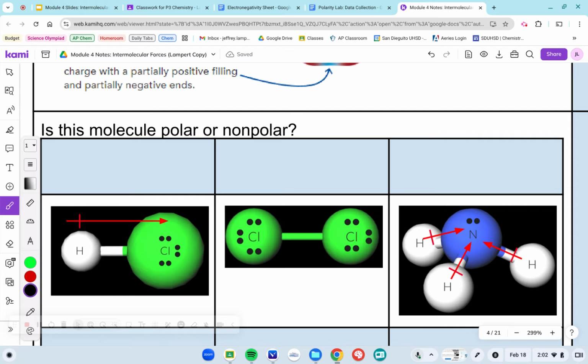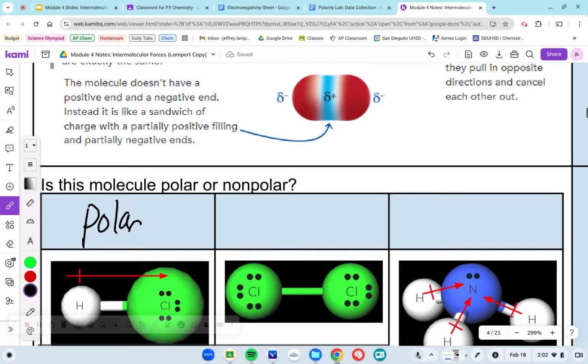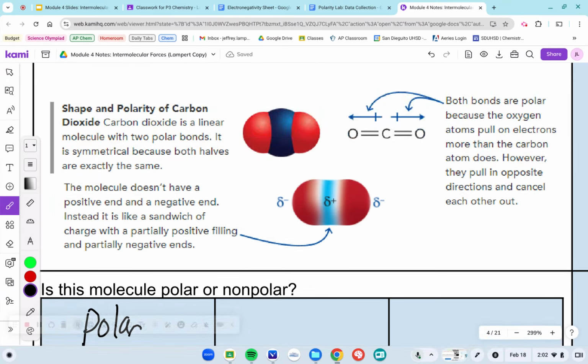So, starting off, for HCl, we have an arrow just pointing to the right. So if I'm acting as these electrons, I move to the right. Did I move? Yeah, I moved to the right. So because I moved, that means we have a polar molecule.